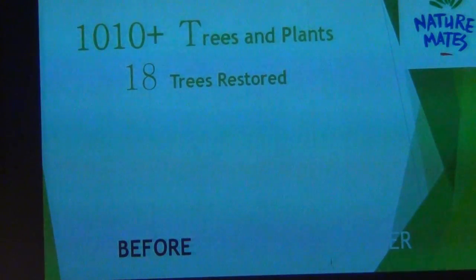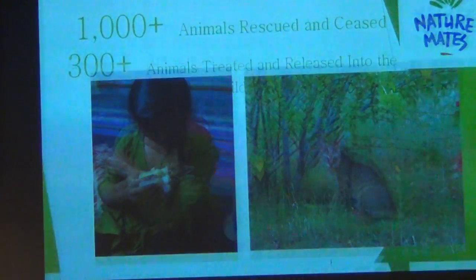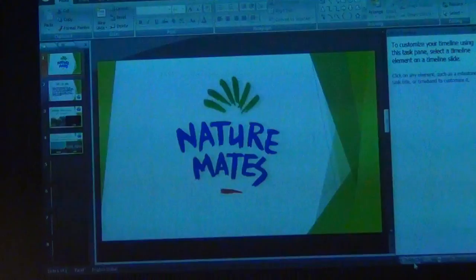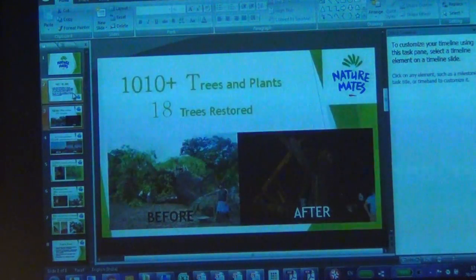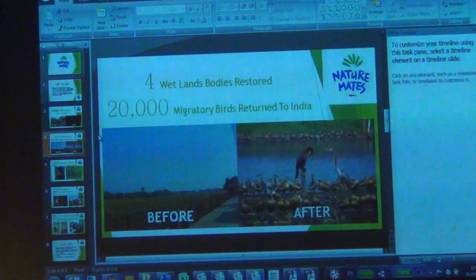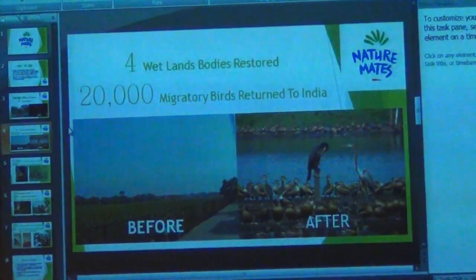The major project of ours was a tree restoration project in West Bengal. It was followed by a major wetland restoration in Calcutta, and after that 20,000 migratory birds returned there. It was a major project because that whole lake was completely clogged with weeds.